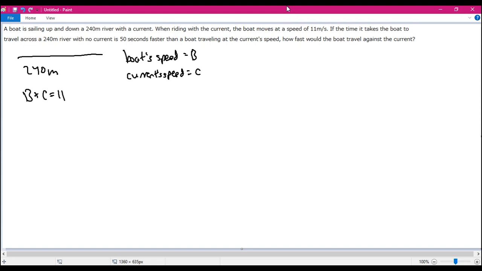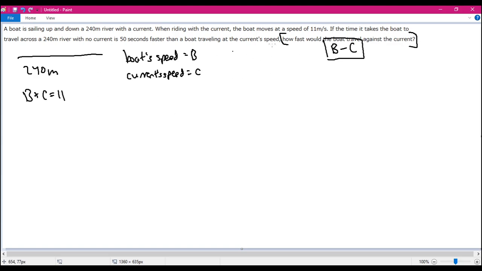That was a lot of information, so let's see if we can break it down. You see, this part is the question: how fast would the boat travel against the current? In other words, B minus C. This is what we need to find at the end. So we hope to get another equation with B and C so that we can figure both those out.